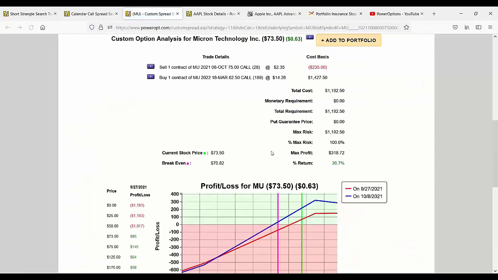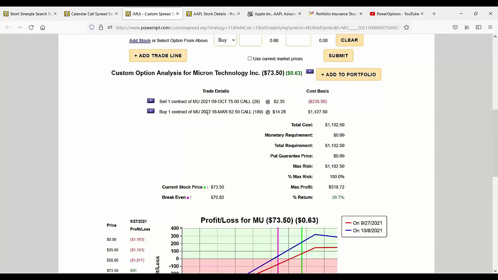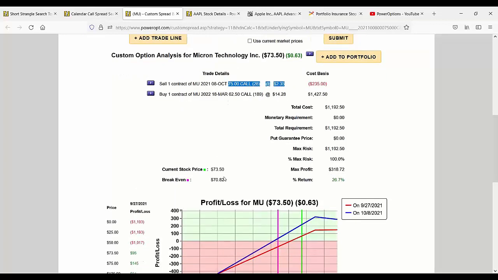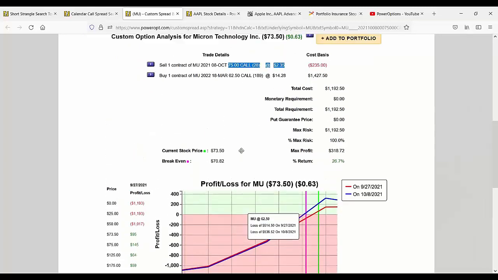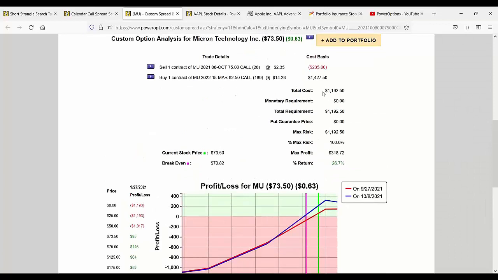All right, so what is this Micron position? I'm buying a March, 6 months out, 62.5 call for 14.28 and selling an at-the-money 75 call for 2.35. I'm paying a debit on this position of 11.93 per contract.